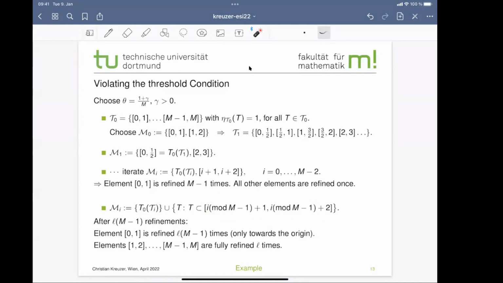We do not need to take all of these elements, but I will show you in a minute that this anyway provides us with almost optimal marking sets. So in this situation, after L times m-1 refinements, the first element is refined L times m-1 times only towards the origin, and all other elements are fully refined L times. Okay.